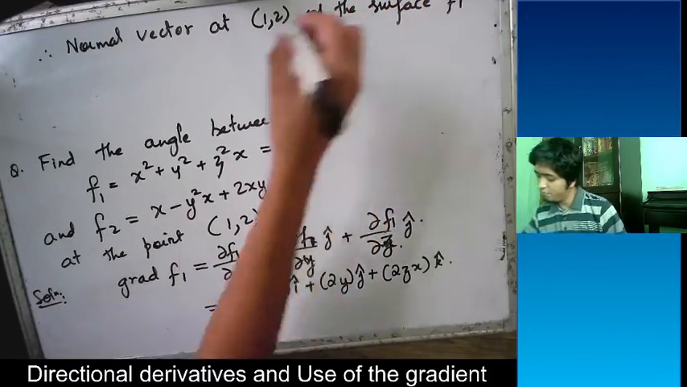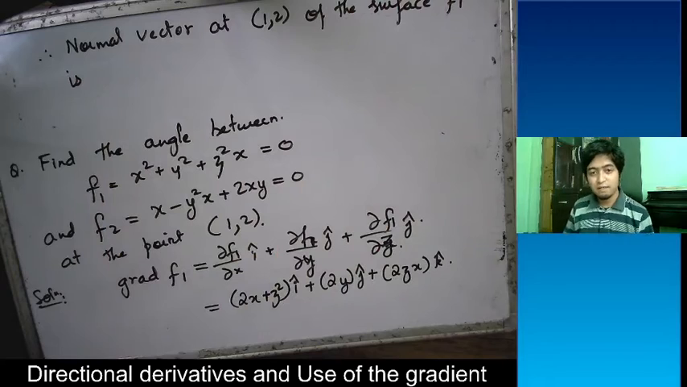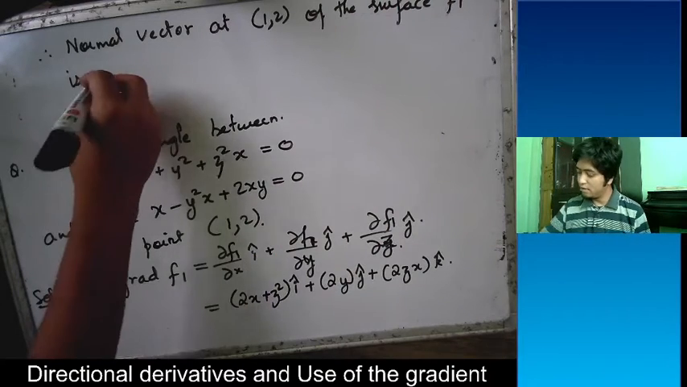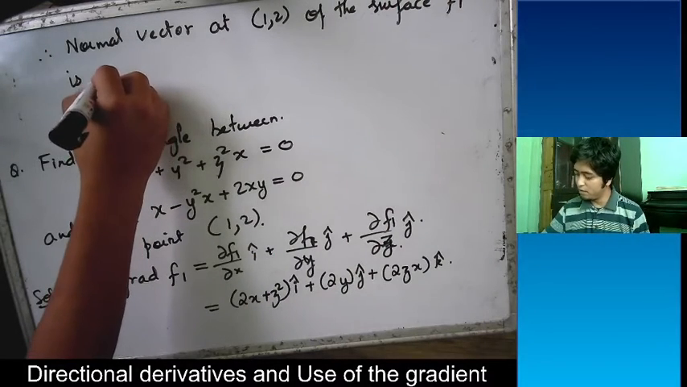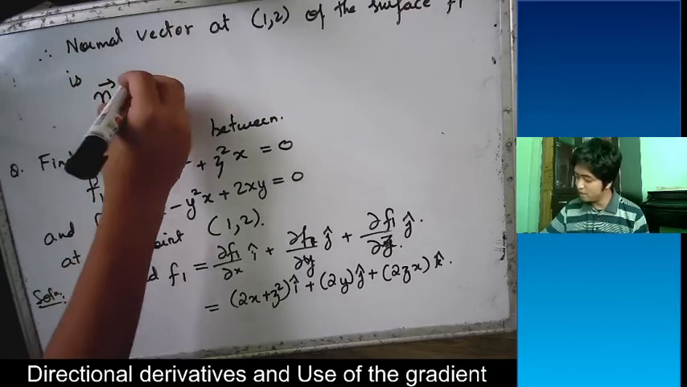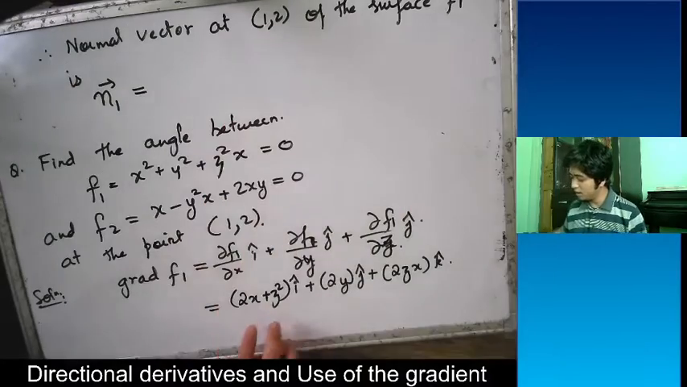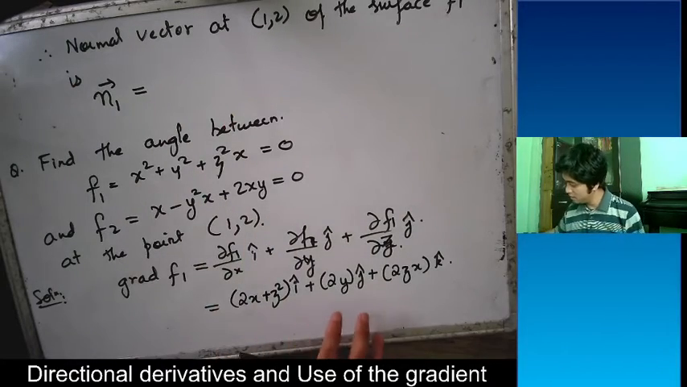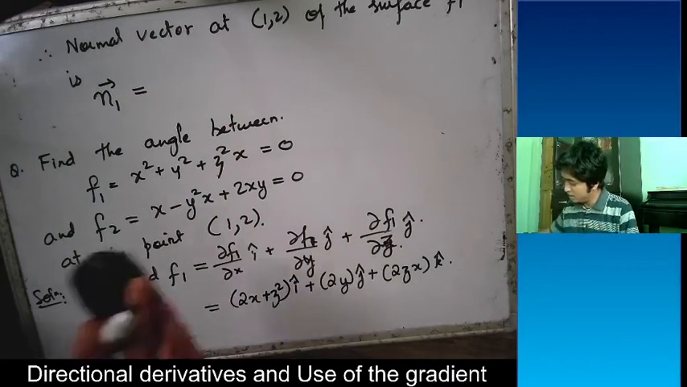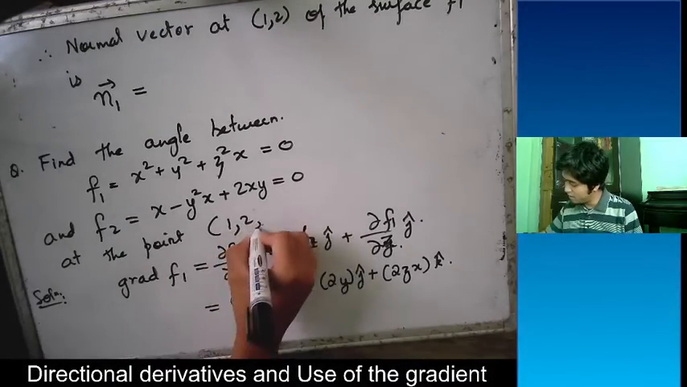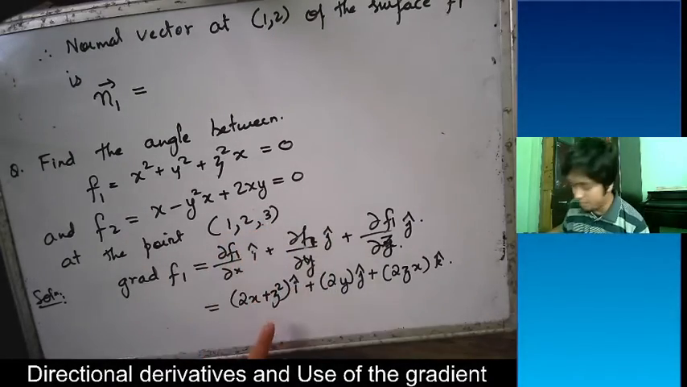Of the surface f1 is, let us denote it with n1. Okay, normal vector, let us denote it with n1. So it will be equal to, just substitute 1, 2, 3 over here, since now we are having 3 variables.